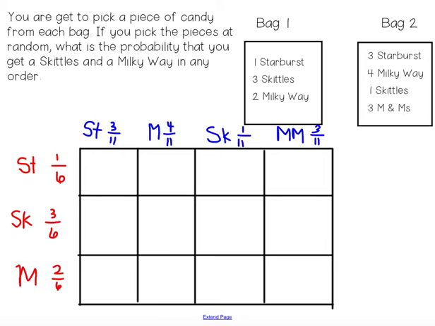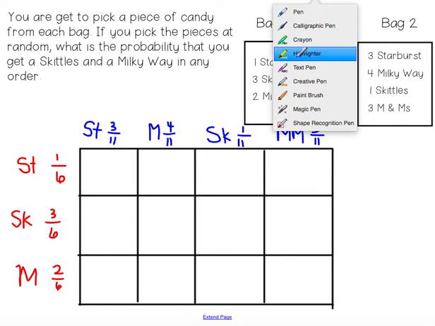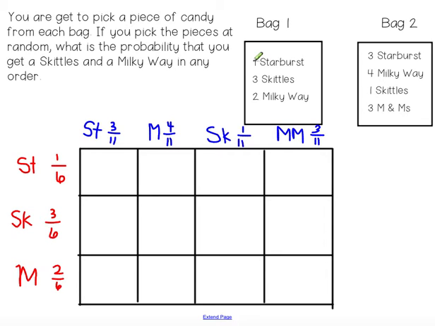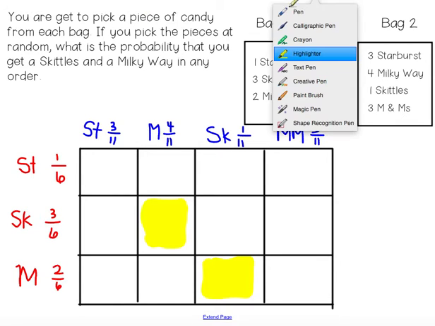Now we want to first find out where those two are going to meet. So we want Starburst and Milky Way, Skittles and Milky Way in any order. So SK and then M for Milky Way. So we're looking for the probability in this box. And then also we can do it the other way around. So S, K, and M down here. So those two boxes are what we need to find the probabilities of. All right.